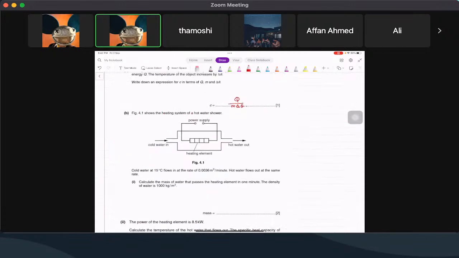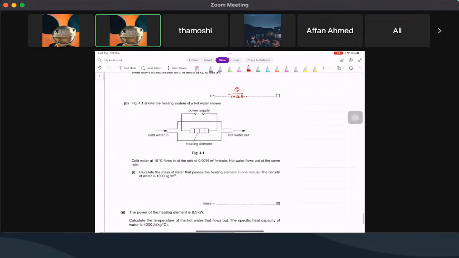So they say cold water in, hot water out. It says cold water at 15 degrees flows at a rate of this many meter cube per minute. Hot water flows out at the same rate. Calculate the mass of water that passes through the heating element in 1 minute. The density of water is this. So first of all, we are going to find the volume, which is 0.0036 meter cube. The density is 1000 kg per meter cube, and mass is what we need to find.